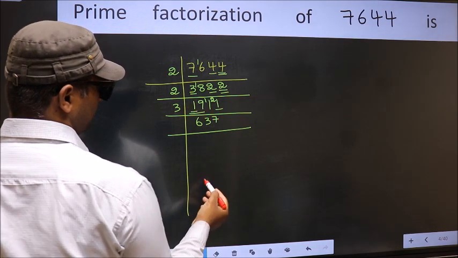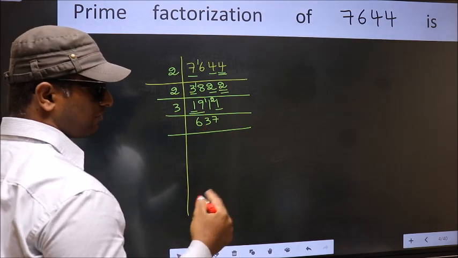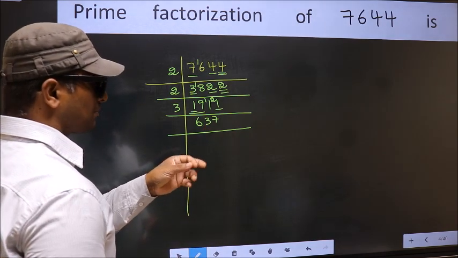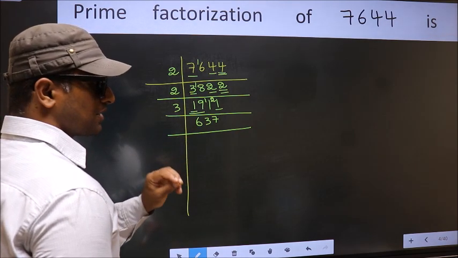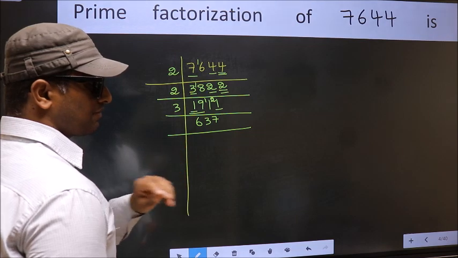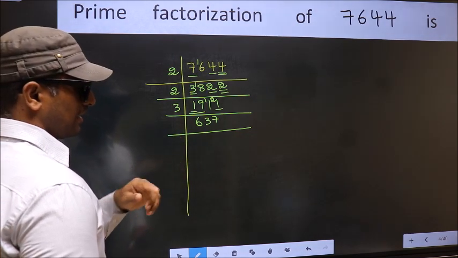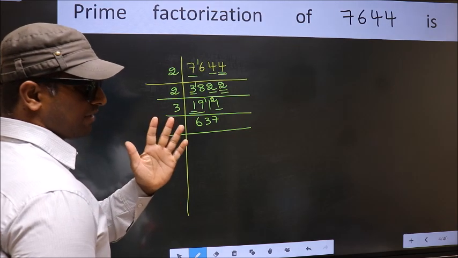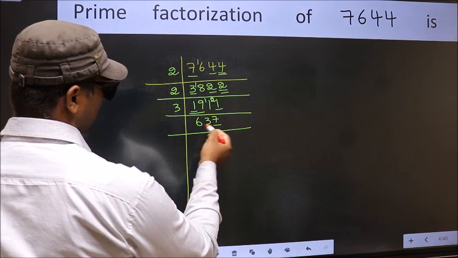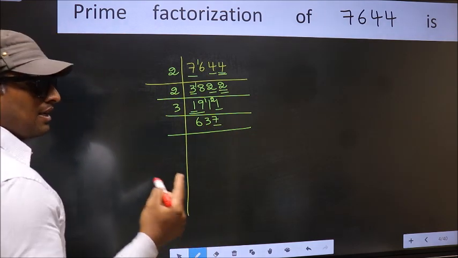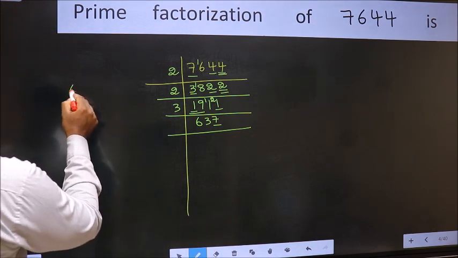3 7s 21. Now to check whether it is divisible by 3 or not, for that add the digits. 6 plus 3 plus 7 equals 16, and 16 is not divisible by 3. So this number is also not divisible by 3. Next prime number 5. Last digit is neither 0 nor 5, so this is not divisible by 5. Next prime number 7. Let us check divisibility by 7 here.